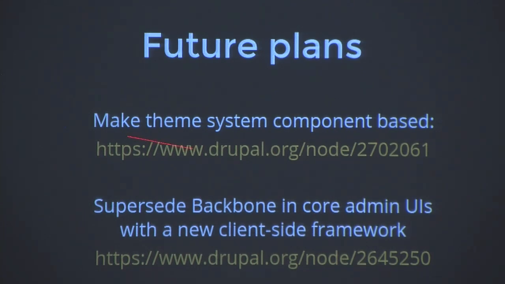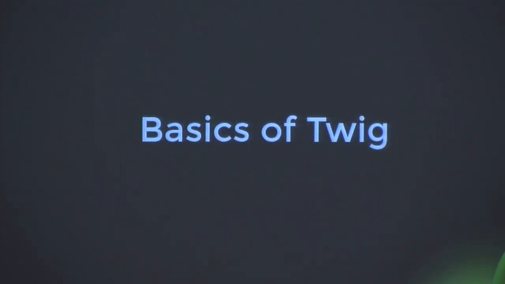And you can see the second issue, which is about superseding Backbone in core admin UIs with the new client-side framework in Drupal core. What that would mean is that we have a modern front-end framework. And with these two combined, if we can create unified components that can be used across different systems, we could create a system that can be rendered either using Drupal's render system in the backend or using a framework on the front end. It's pretty exciting. Here are the issues if you want to learn more about that.